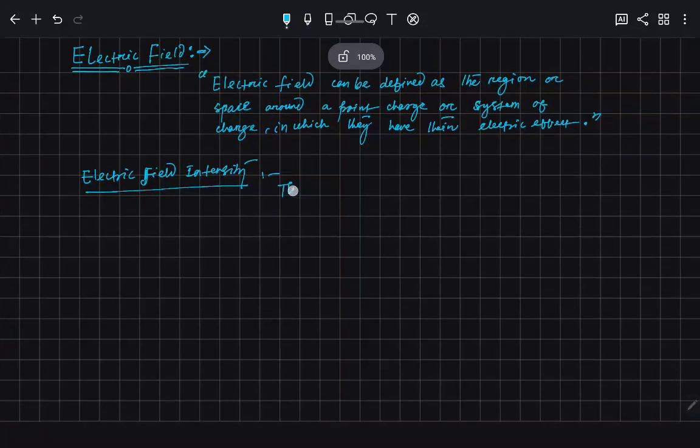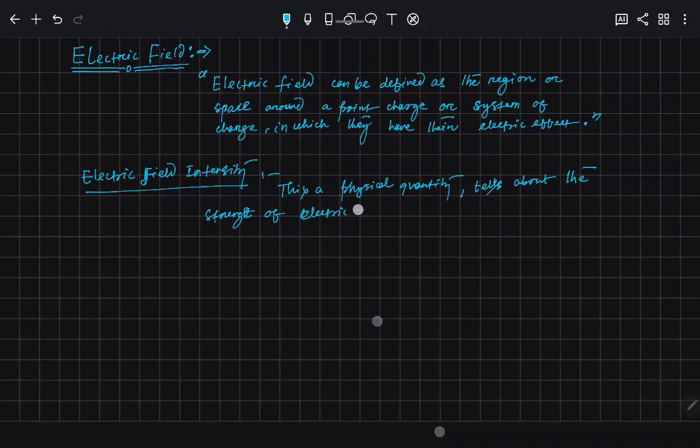So I can say that this is a physical quantity that tells about the strength of the electric field, right? So this is your electric field intensity.